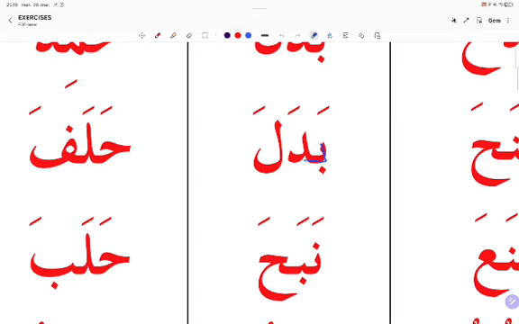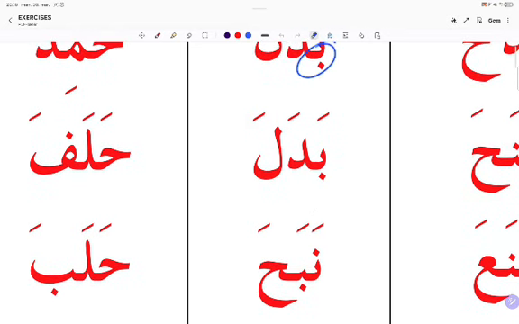Again, this has one tooth and one dot below. This is ba, just like here. Then we have dal here and lam. We take one by one. Ba, fatha, ba. Dal, fatha, da. Lam, fatha, la. Ba, da, la. Badala.